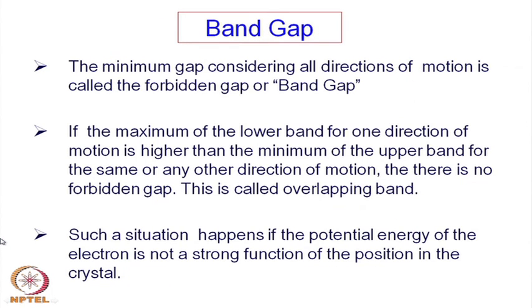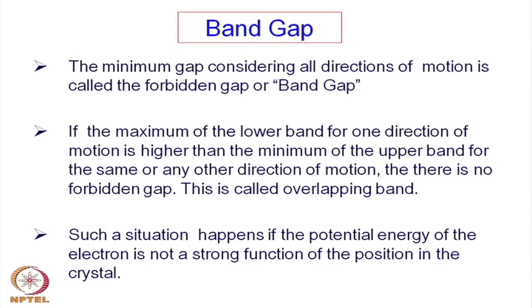So, in that context you have to read this paragraph. If the maximum of the lower band for one direction of the motion is higher than the minimum of the upper band for the same or any other direction of motion, there is no forbidden gap. This is called overlapping band.